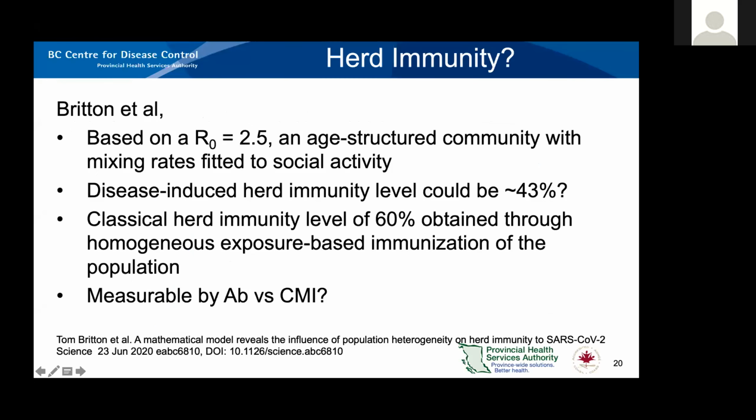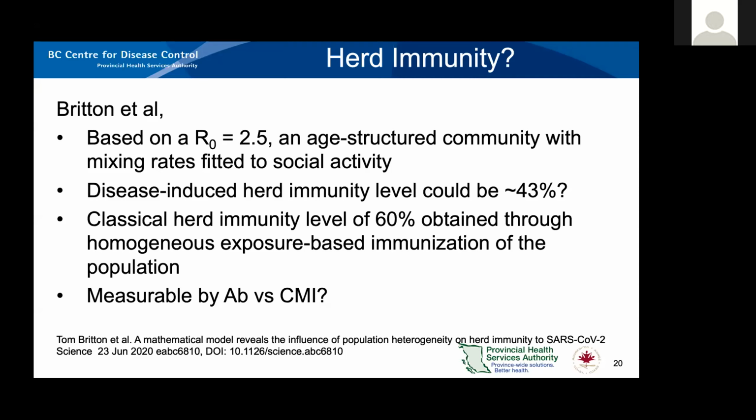So in terms of herd immunity, there was this paper in Science by Britton et al., which suggested that on the basis of an R0, the R0 is if one person is infected, how many other people will be infected in a non-immune population? And most people believe that this virus has an R0 of around 2.5. And they looked at it as a function of age and communities and mixing based on social activity. And they came up with a herd immunity level of 43%.